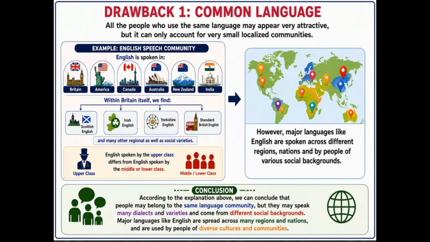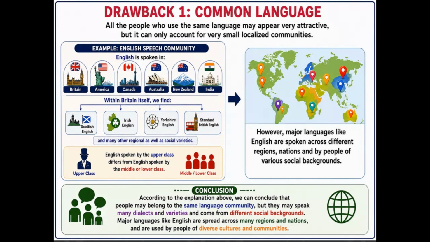However, when we look at major world languages such as English, Hindi or French, the situation becomes very different. Their speakers are spread across different regions and even different countries. Moreover, these speakers belong to different social classes and use different dialects and varieties. Therefore, speaking the same language alone cannot define a speech community. The best example is the English speech community. English is spoken in Britain, America, Canada, Australia, New Zealand, India and many other countries.